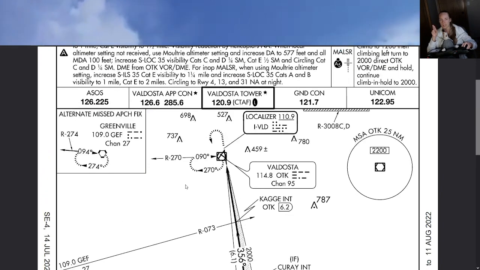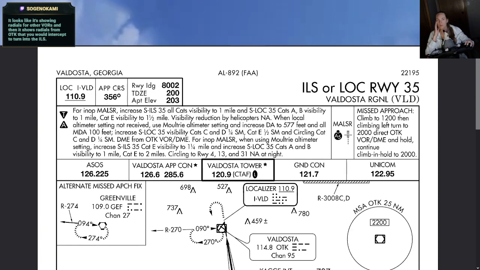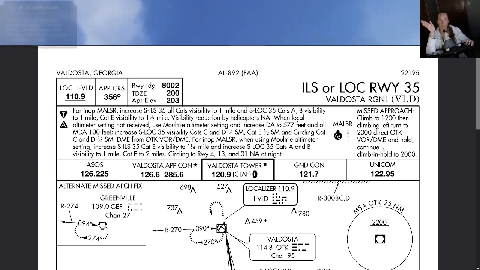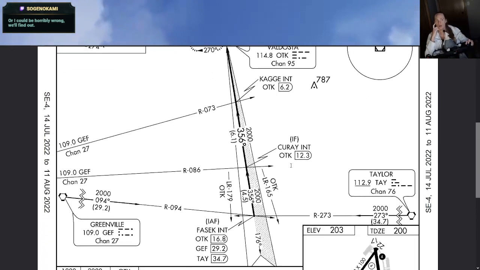So we got our ILS, which we will be able to use with the aircraft. So it'll be, okay, hang on. Select setup. All right. So we look at our MSA, minimum safe altitude, is at the VOR, and it's 2200 all sides. Our missed approach: climb to 1200, then climbing left turn to 2000, direct to the VORDME and hold as depicted. Continue climb and hold to 2000. So we're climbing to 1200 and then we're climbing left turn. We eventually get to 2000, whether or not it's before the hold or in the hold. Okay. Looks like it's showing radials for other VORs, and then it shows radials from OTK that you would intercept to turn into the ILS. Or it could be horribly wrong. We'll find out.